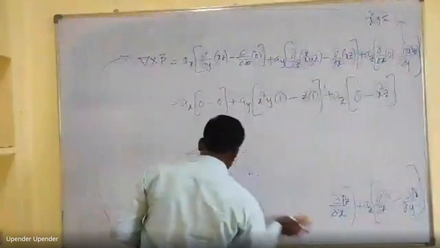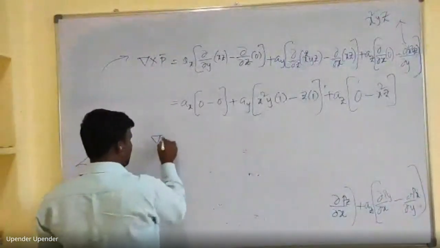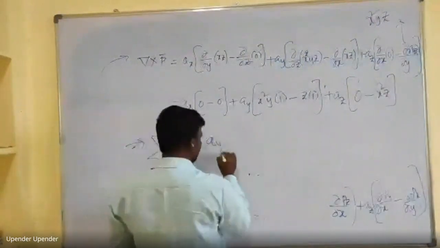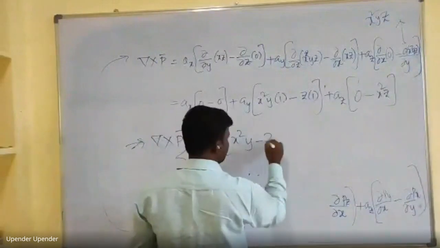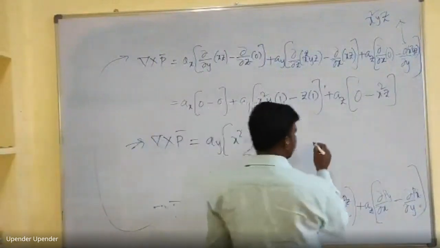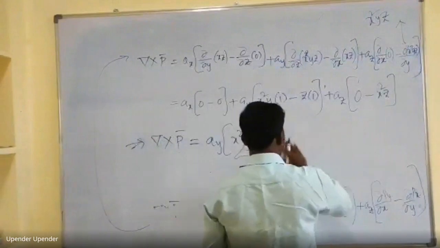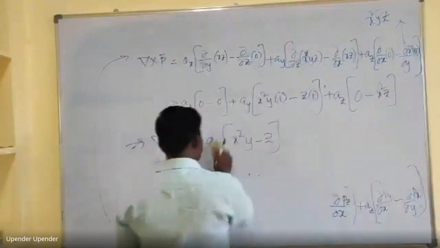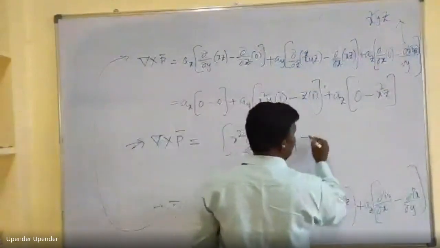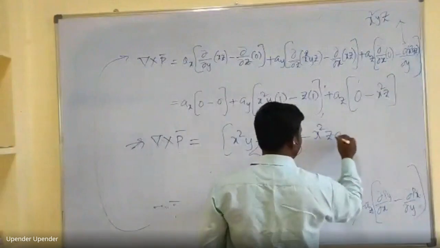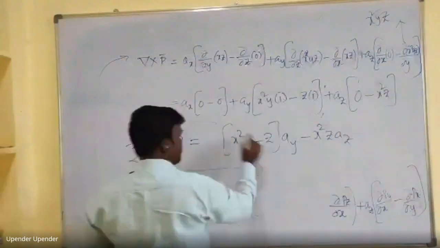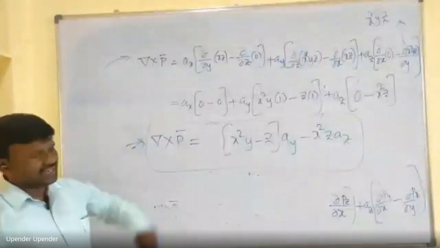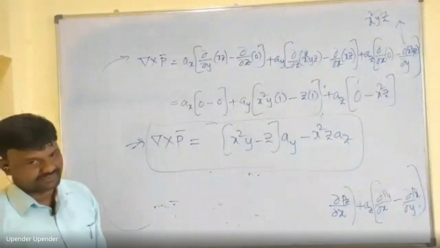And we can write this simplified expression. That is, our del cross p bar is equal to what? That is ay into x square y minus z, plus, or else we can write like this also, minus a into, write down like this, here unit vector, and plus into minus, that is x square z az. This is all about the calculation of the curl of a vector if it is given in Cartesian coordinate system.